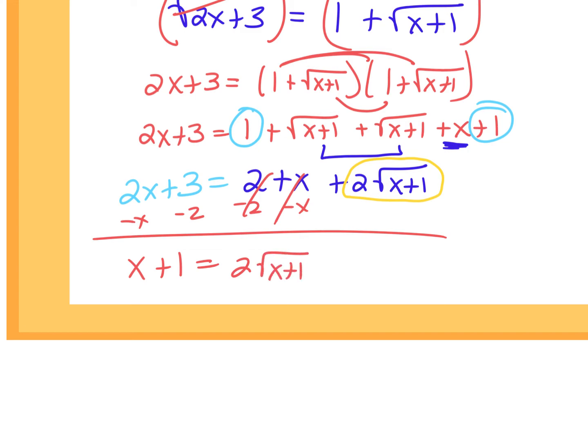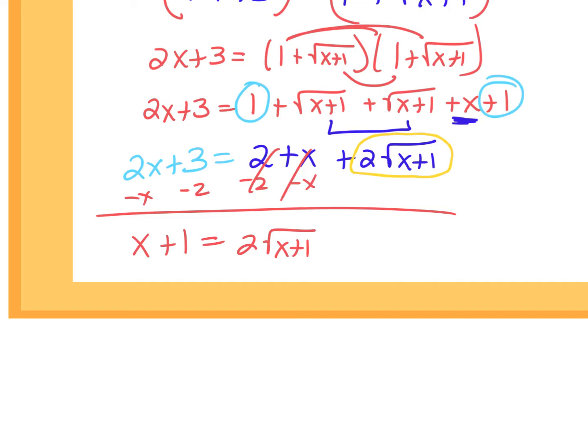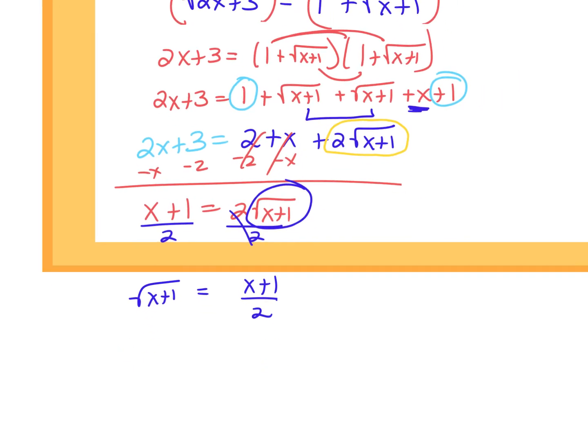And now this is a problem that we started off with 15 minutes ago. Is my radical completely isolated? No. So what do we do? Divide both sides by 2, because you want to get your radical by itself. I'm going to rewrite it, guys, just so the radical's on the left, just because that's how I like it. So square root of x plus 1, and then I have x plus 1 divided by 2. How do I get my radical all by itself? I'm going to square both sides. What you do to one side, you do to the other.